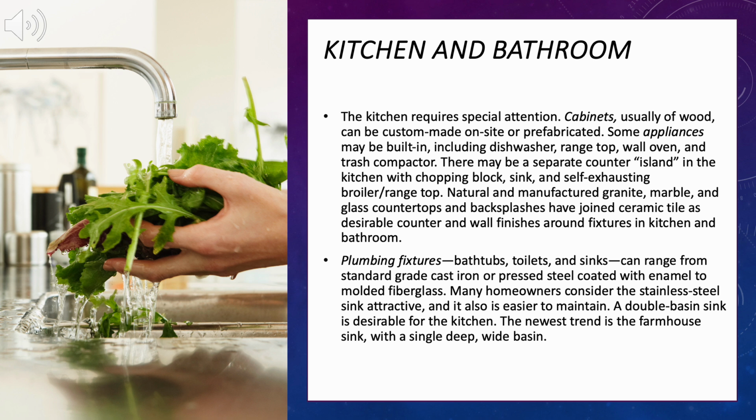Plumbing fixtures, bathtubs, toilets, and sinks can range from standard grade cast iron or pressed steel coated with enamel to molded fiberglass. Many homeowners consider the stainless steel sink attractive, and it also is easier to maintain. A double basin sink is desirable for the kitchen. The newest trend is the farmhouse sink with a single deep, wide basin.